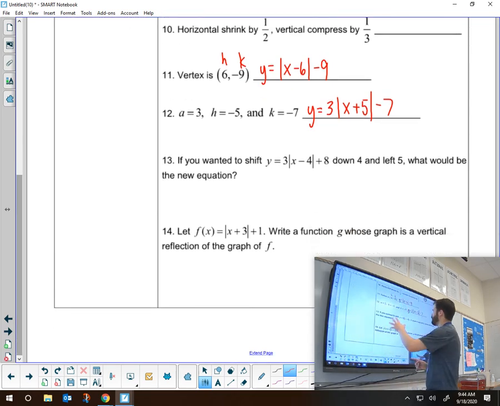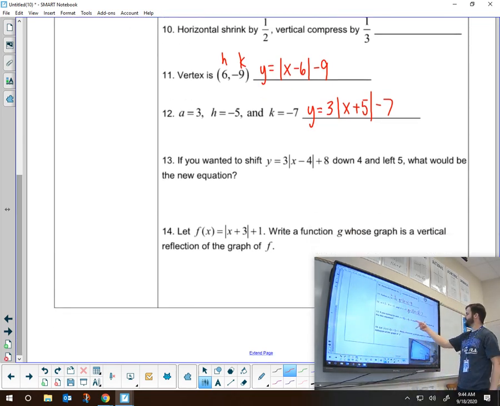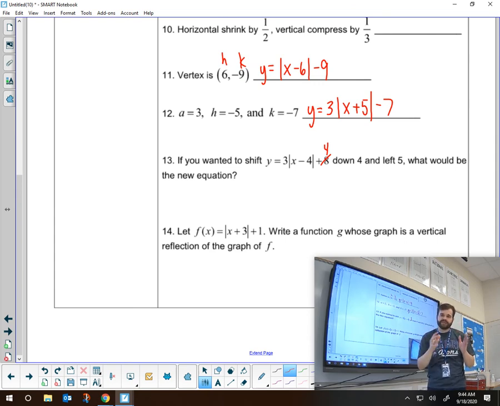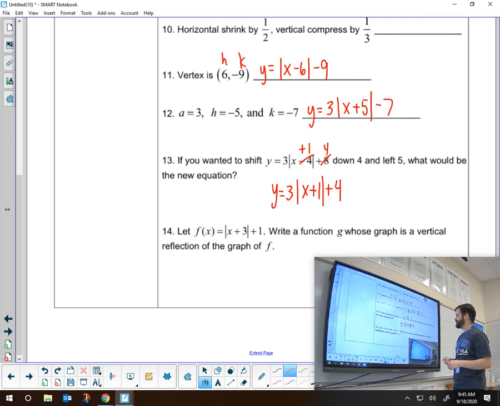Okay, what about if I wanted to change things up? If I wanted to shift this down 4 and left 5, what would be the new equation? Well, if I'm going to go down 4, we're going to take that 8. We were up 8. Now we're going to go down 4. So instead of that being an 8 anymore, it's going to be a 4. And then to the left 5, that means that we're going to have a plus 5 on the inside because it's backwards. So I would add 5 here. And if I go negative 4 plus 5, that's just going to be a plus 1. So it's all a little backwards, but this does help us out. We're just going to go y equals 3 times the absolute value of x plus 1. Close that off, and plus 4.